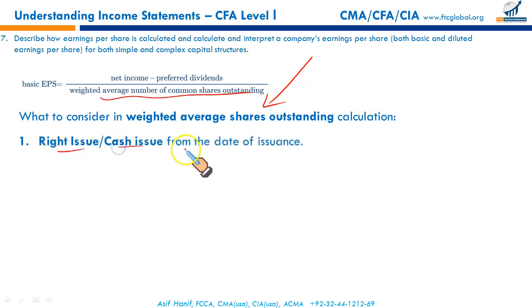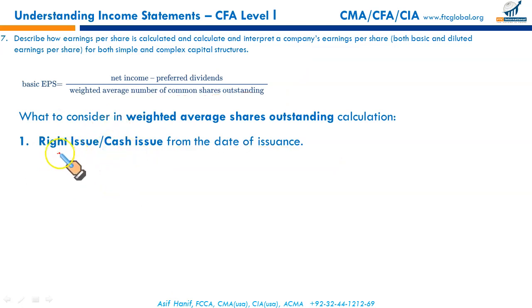Right issue and cash issue are considered from the date of issuance. If I have issued a right issue or cash issue, they are similar. A cash issue, in fact, could be a right issue. A right issue means that existing shareholders will have the right to purchase the shares first, then they will be offered to the general public. Every right issue is a cash issue, and every cash issue is not a right issue. They're not the same, but they can be.